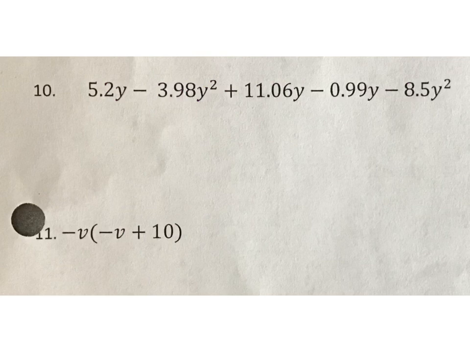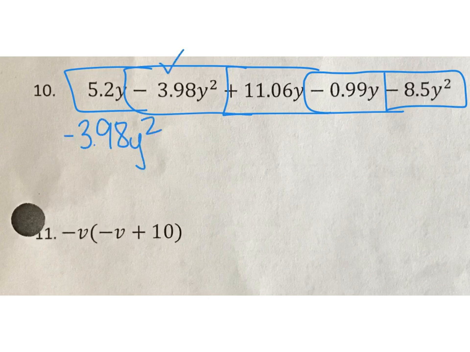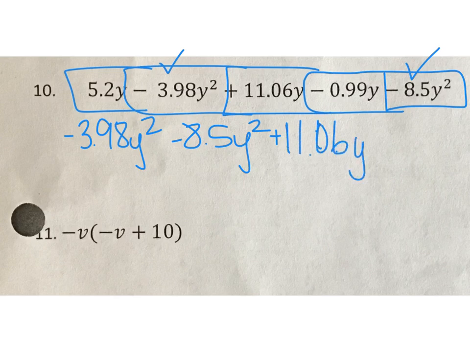Number 10, we've got to start by training it up and combining our like terms. So we have our squareds. So negative 3 9/800 y squared, check. Minus 8 5/10 y squared, check. Plus 16, that would be an 11, and 6/100 y plus 5.2 y minus 99/100 y. Check, check, I got all my terms.